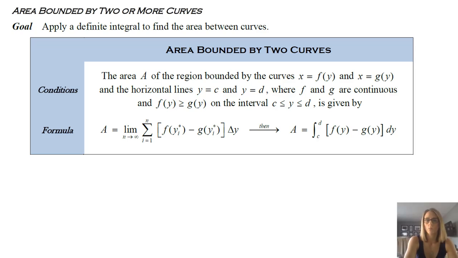So now we're going to do area bounded by two or more curves, except that these are going to look a little bit different. I want you to notice that on the conditions here, we have curves that are x equals and x equals. So what we're going to notice is these are not necessarily going to be functions. They are often just considered curves that don't pass the vertical line test, but we can still find the area in between them. Everything looks very, very similar here.